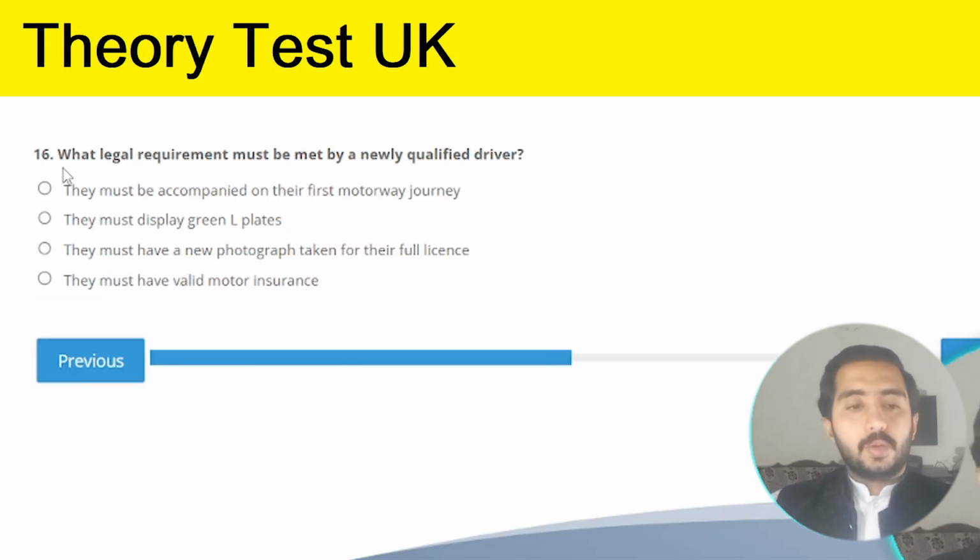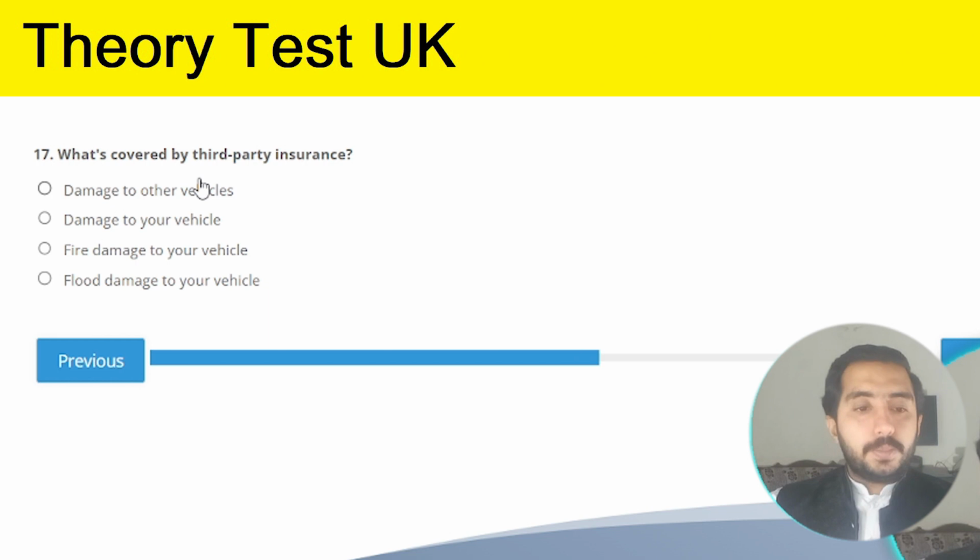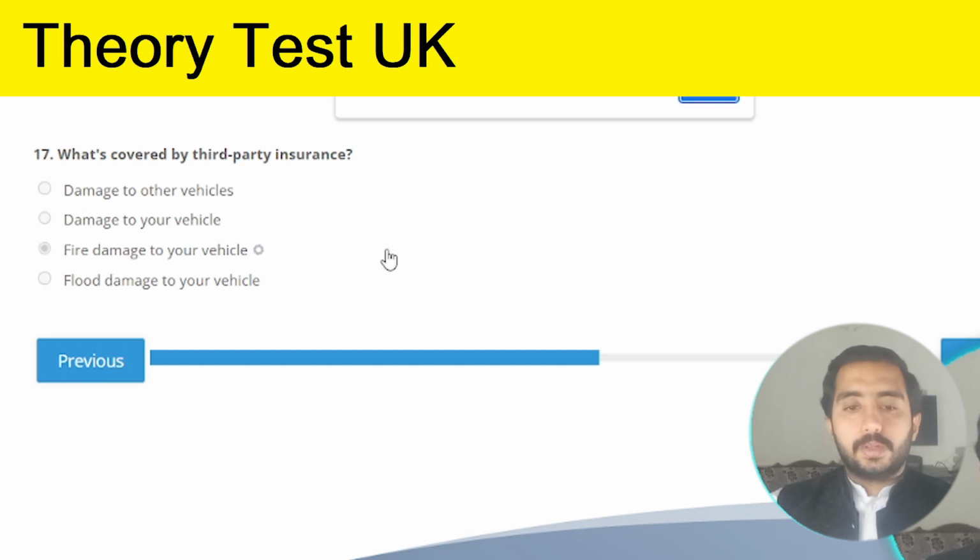Next question, question number 16. What legal requirement must be met by a newly qualified driver? The correct option is they must have valid motor insurance. Option D. Next one. Question number 17. What is covered by third party insurance? The correct option is fire damage to your vehicle. Option C is the correct option.